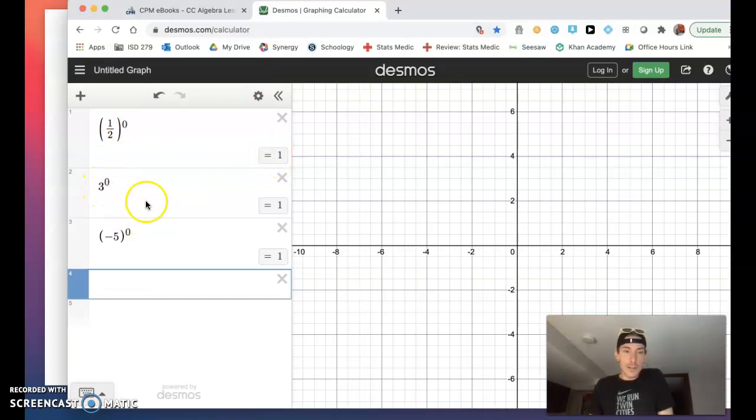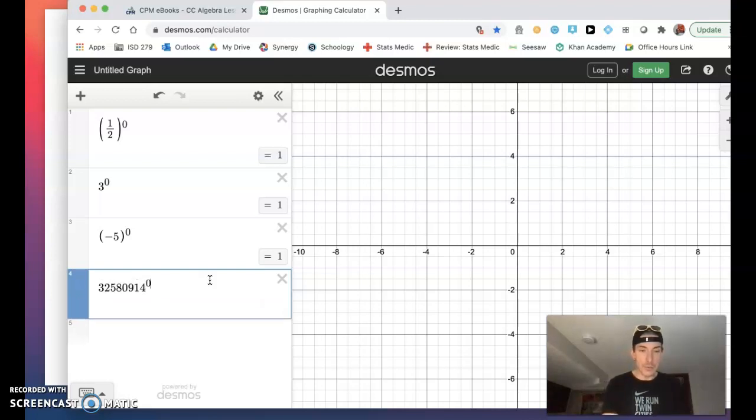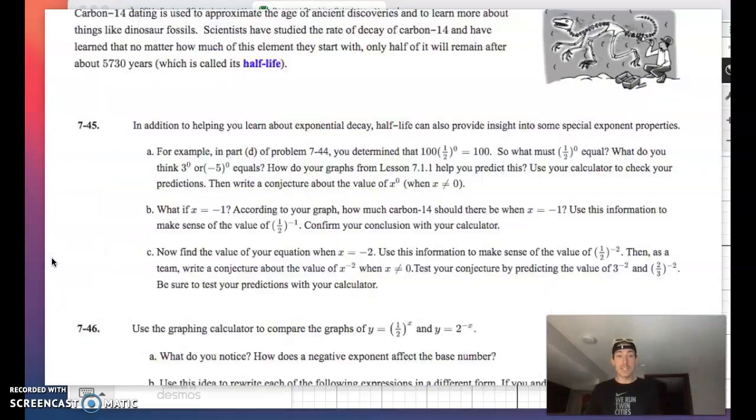I took the 3 to the 0. It needs to be 1. Took the -5 to the 0. It needs to be 1. I don't care how big this number works out to be. If I raise it to the 0 power, it's going to work out to be 1. And there's reasoning for this, okay?